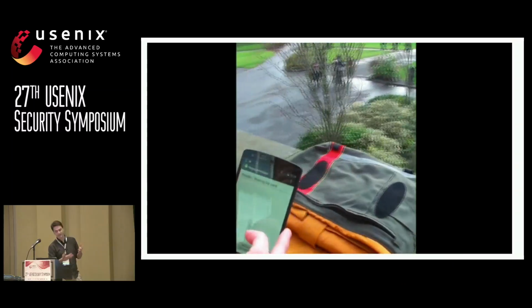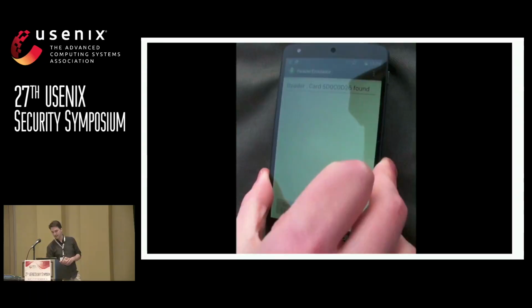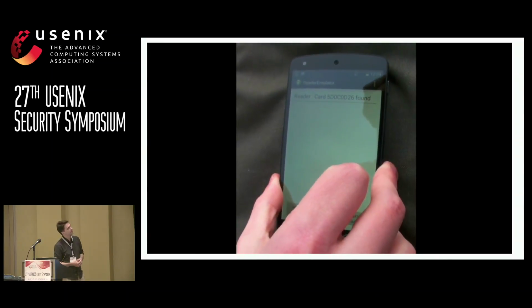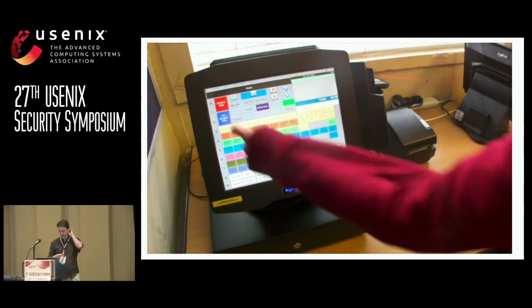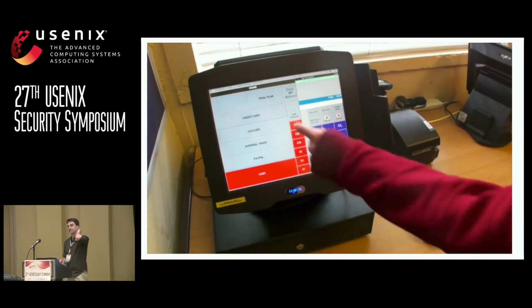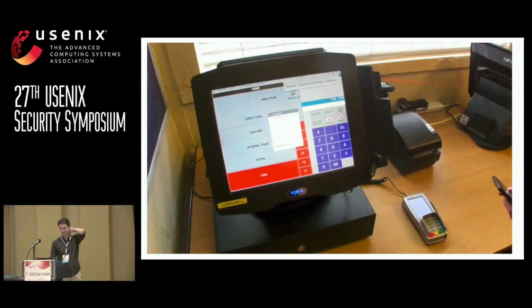So this is quite a danger. One person can hold a phone near someone's bag and relay signals to a terminal live. There's some literature from the card companies saying this isn't possible, but as you see, it absolutely is.